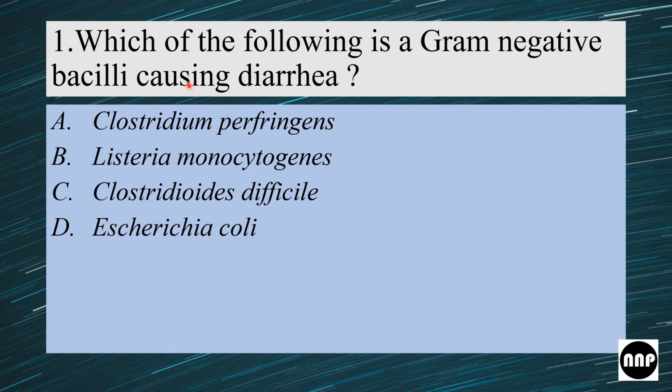Let's begin. So which of the following is a gram-negative bacilli causing diarrhea? Option A, Clostridium perfringens. Option B, Listeria monocytogenes. Option C, Clostridioides difficile. Or option D, Escherichia coli. You can pause and think after every question. After every question, I'll show the answer. The answer is option D, Escherichia coli. Rest all are gram-positive bacilli. Next question.